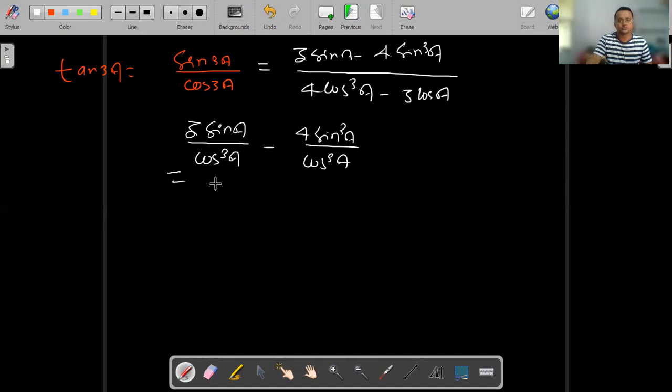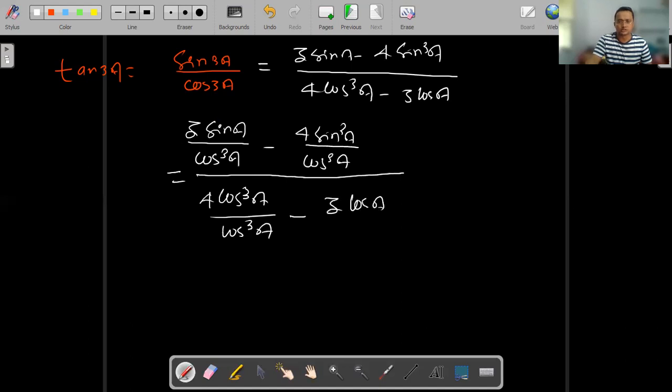So now you see, divide 4 cos cube A minus 3 cos A. Just divide cos cube A divided by cos cube A minus 3 cos A divided by cos cube A. Is this clear? I have not done anything. Simply what we have done, we divide in numerator and denominator by cos cube A. That's clear. Cos 3A. Okay.